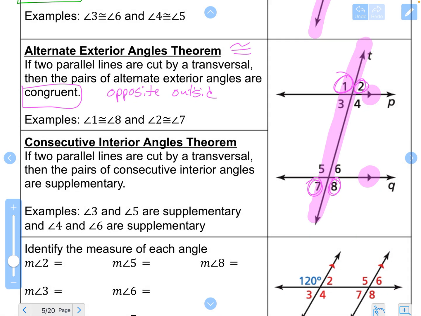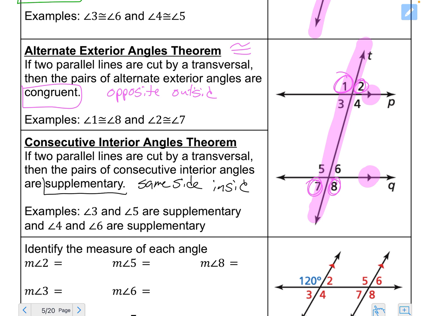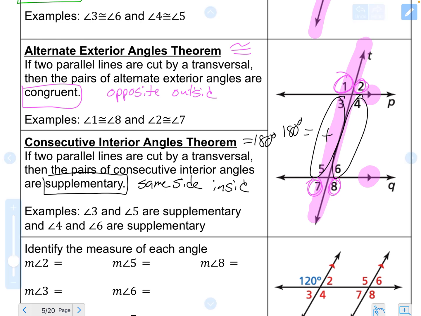So the one that chooses to be a little bit different is our consecutive interior. These are same side, and they are inside. So consecutive interior angles are going to add up to 180 because they are supplementary. So 3 plus 5 equals 180 degrees. 4 plus 6 equals 180 degrees.